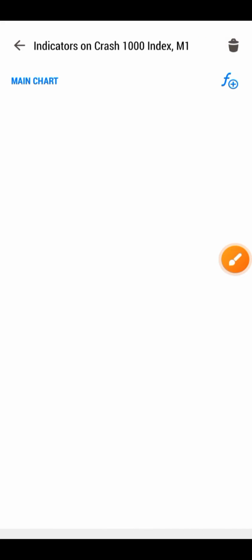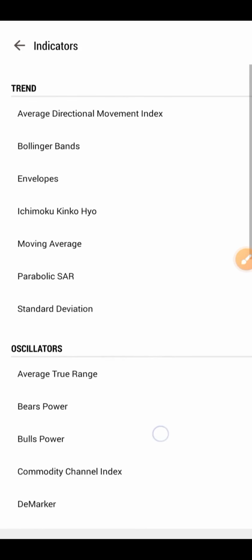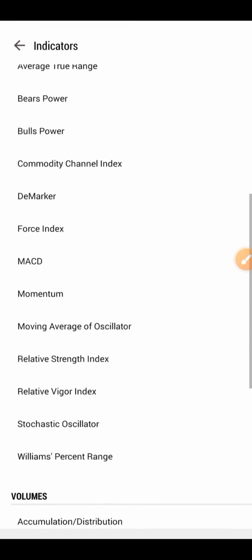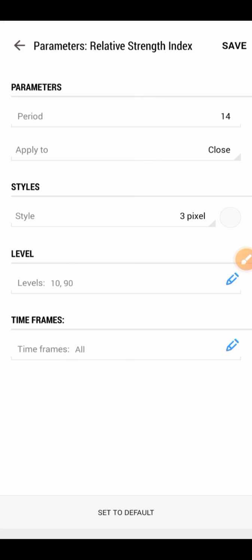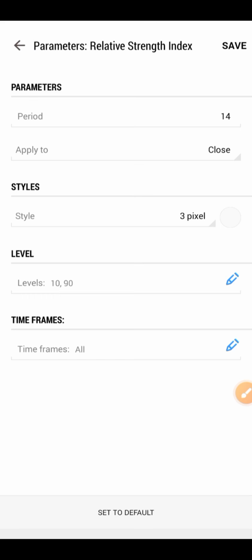Let's add it together. Look for RSI. RSI is an oscillator indicator, so you get it under the oscillator. Where you will come is just this level. So you put level 10 and 90. Then on the style, use the background color of your chart. Click on save after that.